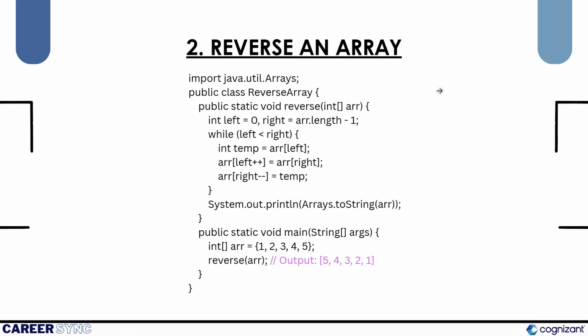Now the next question is reverse an array. To efficiently reverse an array, use the two pointers technique. Place one pointer at the starting point and the other at the end of the array. Swap the elements at these positions and keep moving the pointers inward until they meet.